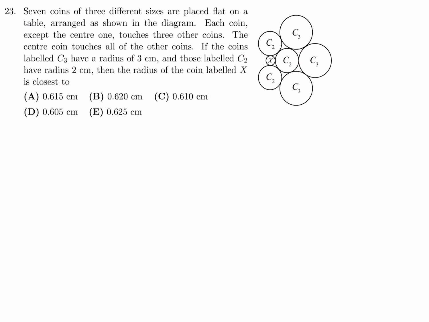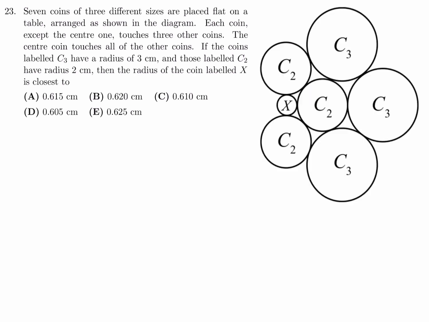Seven coins of 3 different sizes are placed flat on a table arranged as shown in the diagram. Each coin, except the center one, touches 3 other coins. The center coin touches all of the other coins. If the coins labeled C3 have a radius of 3 and those labeled C2 have a radius of 2, then the radius of the coin labeled X is closest to.